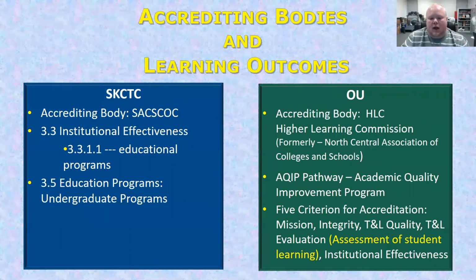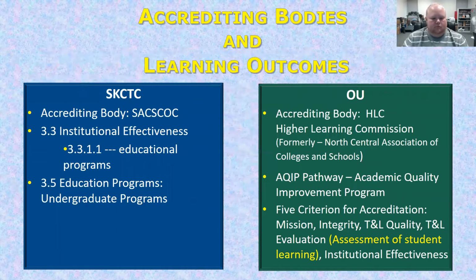This is also evidenced in 3.5, education programs, undergraduate programs. 3.5.1, the institution identifies college-level general education competencies and the extent to which graduates have attained them. In addition to course-specific student learning outcomes, each course also has general education competencies which are embedded in the course. And I'm going to let Allison talk about hers.